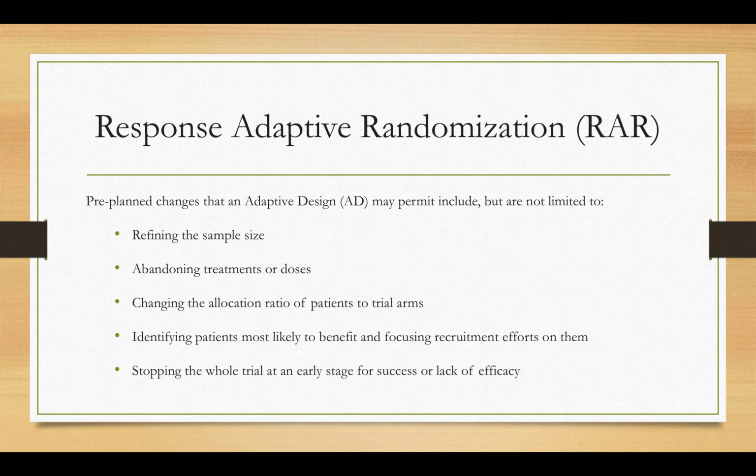So the first one is refining the sample size. Second one is abandoning treatment or doses. Third one is changing the allocation ratio of patients to trial arms. Fourth one is identifying patients most likely to benefit and focusing recruitment efforts on them. And the last one is stopping the whole trial at an early stage for success or lack of efficacy.